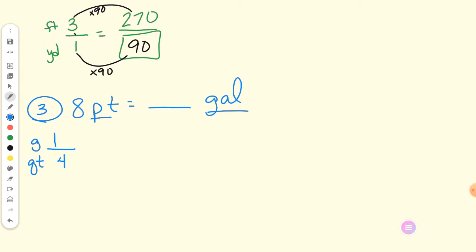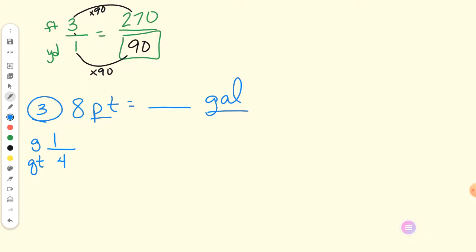Okay. We know that. What else do we know? That 2 pints are in a quart. 2 pints equals 1 quart.